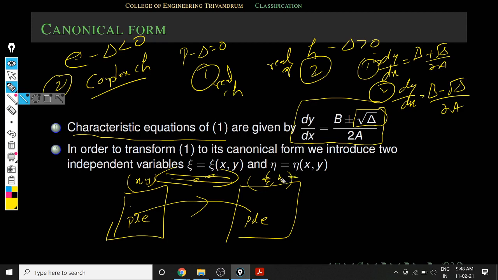Anyway, this psi and eta are almost given by these characteristic equations. Actually, we will find psi and eta by solving the characteristic equation. I will show you how to find psi and eta.